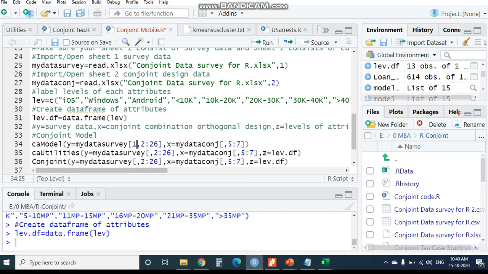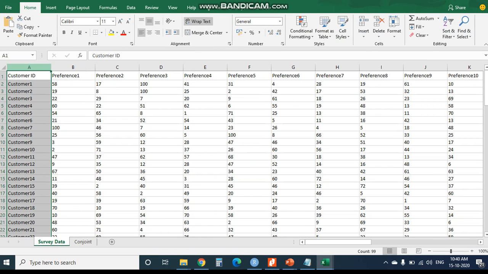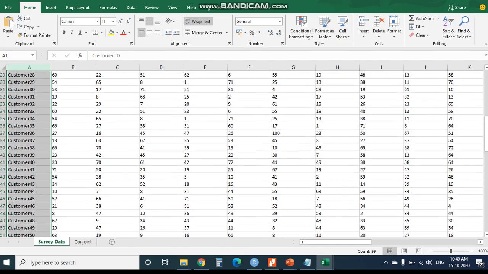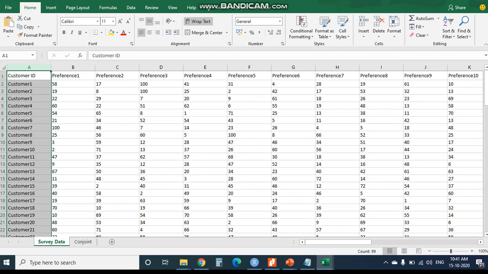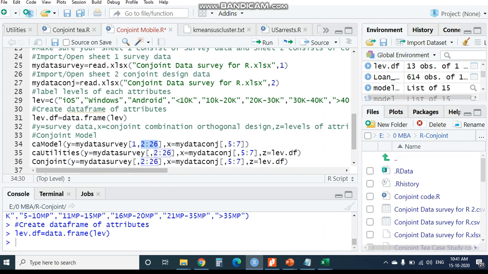Here this is the data set of sheet 1. From that data set, for this CA model you have to select the first row. This 1 stands for the first row, okay, and this 2 to 26 stands for columns. Why have I given 2 to 26 columns? You just go back and check here in the survey data. Your first column is customer data, which is in text, so we don't require this. We actually require only the preference data from the survey. So that's why in R Studio I have given 2 to 26.